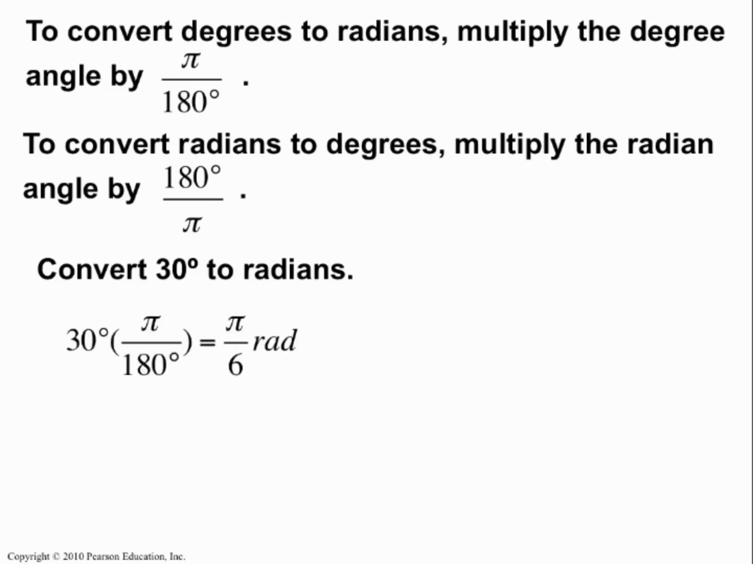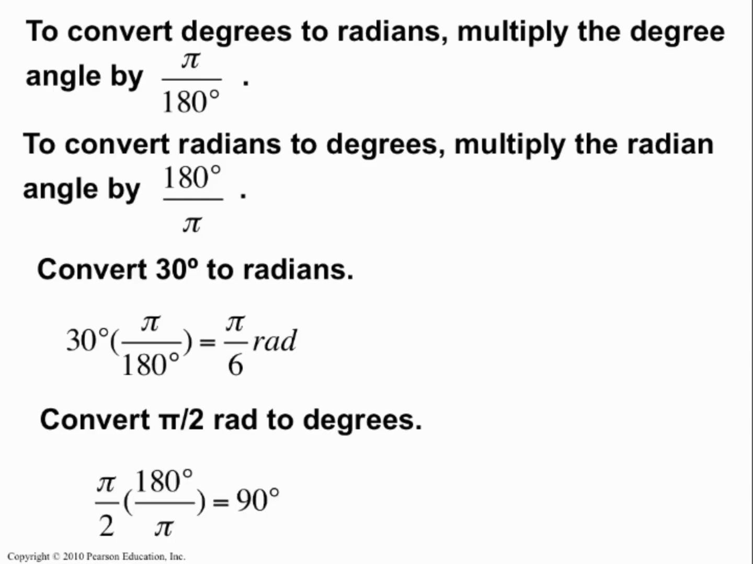Should have gotten this. 30 degrees times pi over 180 degrees equals pi over 6 radians. Convert pi over 2 radians to degrees. Pause the video, do that on your own, and then resume when you have the answer. Pi over 2 times 180 degrees over pi equals 90 degrees. That's the correct answer.